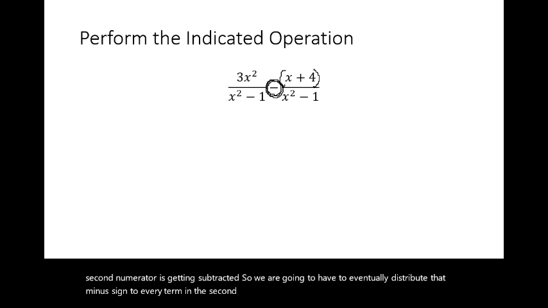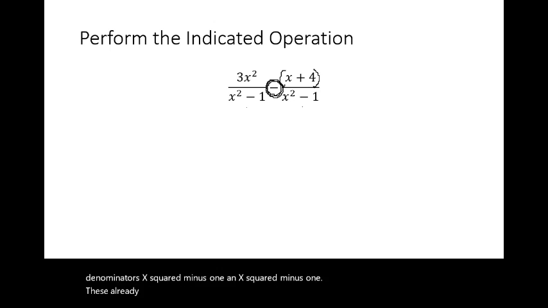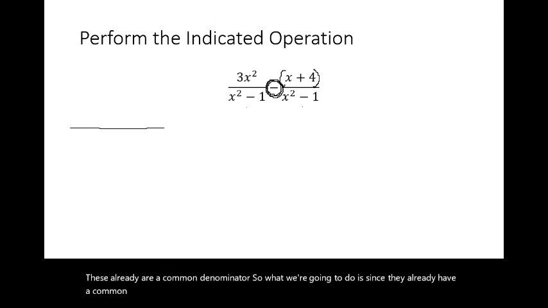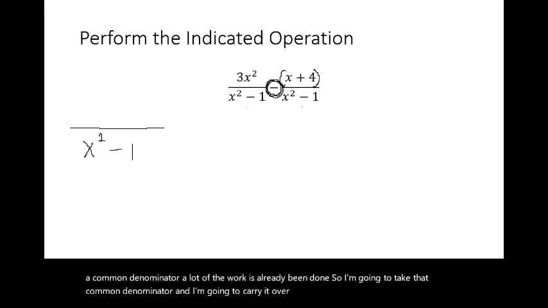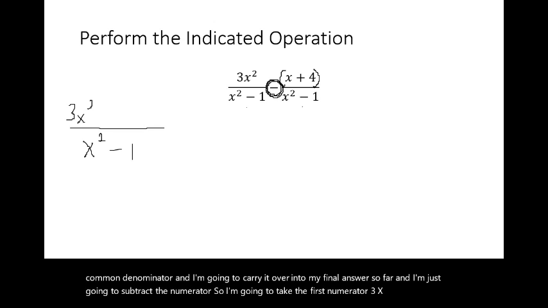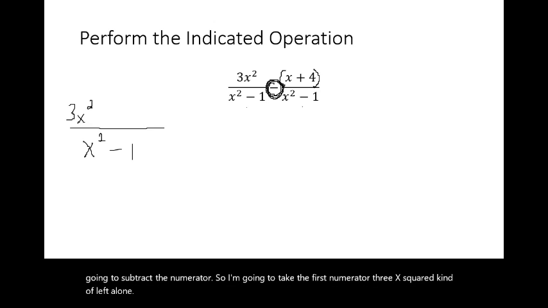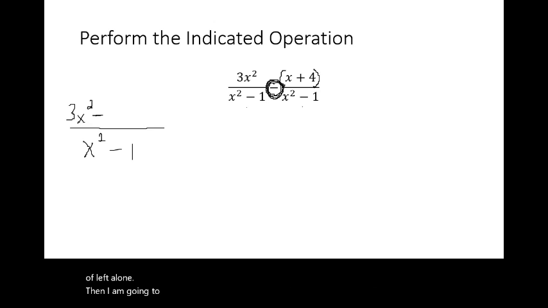Now, before we get to that, let's look at the denominators, x squared minus 1 and x squared minus 1. These already are a common denominator. So since they already have a common denominator, a lot of the work has already been done. I'm going to take that common denominator and carry it over into my final answer so far. And I'm just going to subtract the numerator. So I'm going to take the first numerator, 3x squared, kind of left alone. Then I am going to subtract the second numerator with parentheses around it, x plus 4.